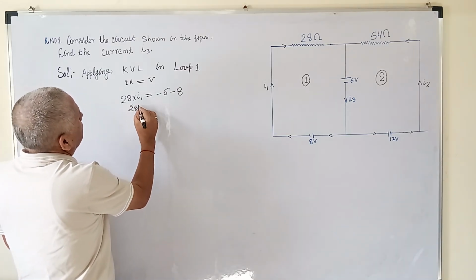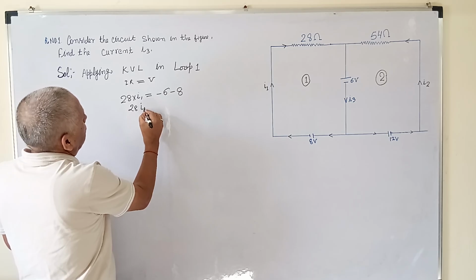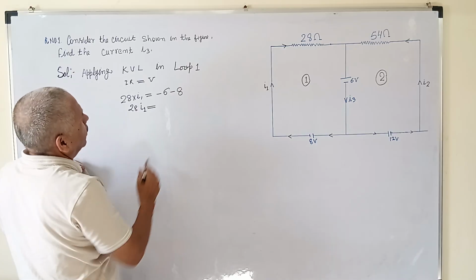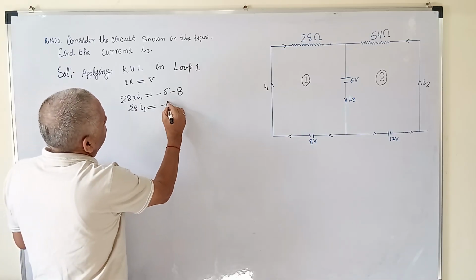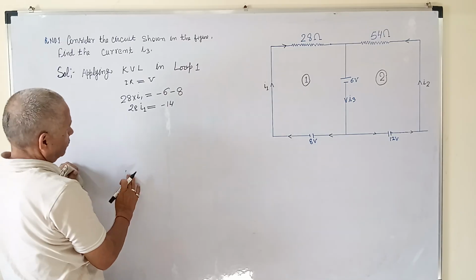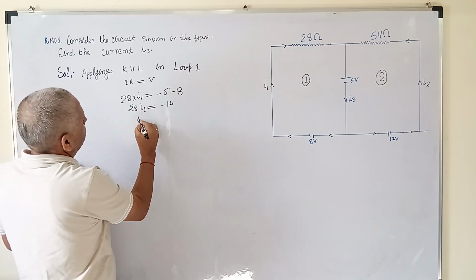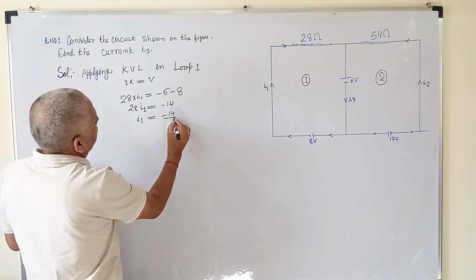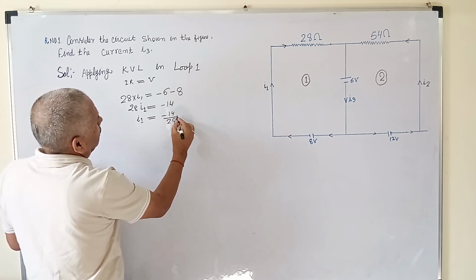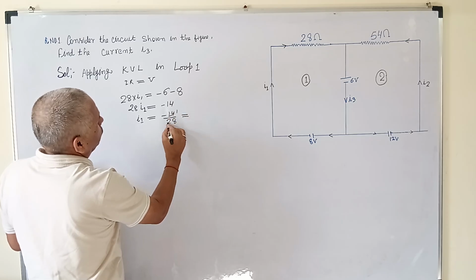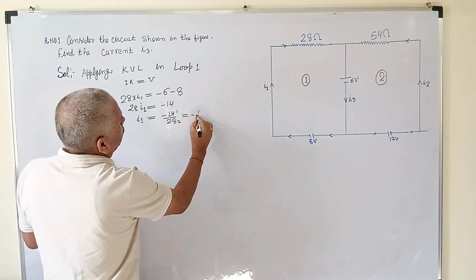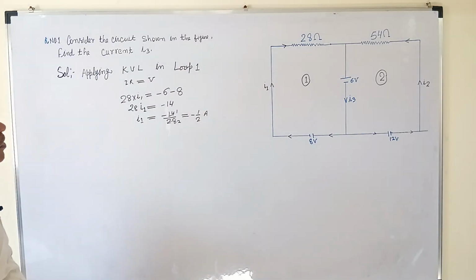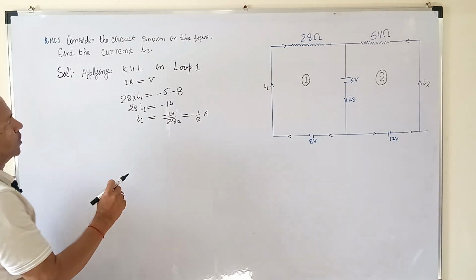28 I1 equals to -6 -8, that means -14. So I1 will become -14 upon 28, and once we solve it, 14 1 ja 14, 14 2 ja 28. That means 1/2 ampere is the value of current I1 flowing in the loop 1 in this circuit.